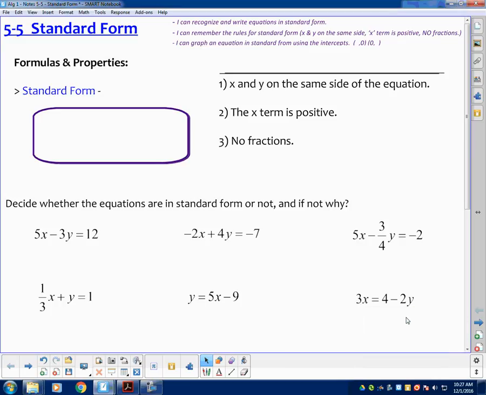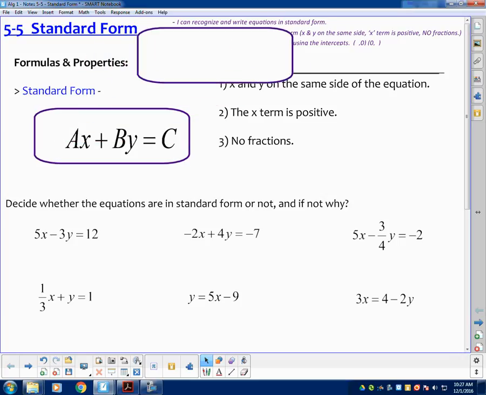Okay, today's skill is to be able to graph a line given in standard form. So we've been working on writing the equation of a line given 2 points, or given the graph of a line. Now we're working the other direction. So given an equation in standard form, can you graph the line?